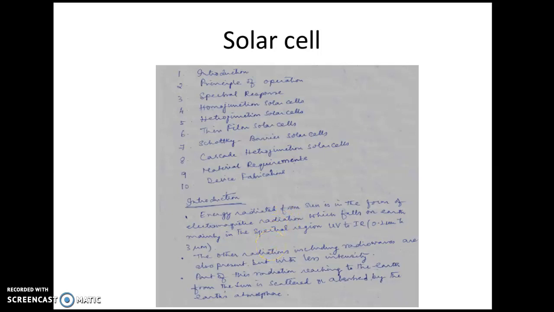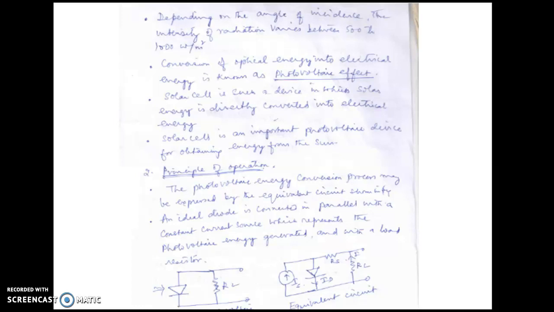As we all know, energy radiated from the sun is in the form of electromagnetic radiation which falls on Earth mainly in the spectral region UV to IR, that is 0.2 micrometers to 3 micrometers. The other radiations, including radio waves, are also present but with less intensity. Part of this radiation reaching the Earth from the Sun is scattered or absorbed by the Earth's atmosphere. Depending on the angle of incidence, the intensity of radiation varies between 500 to 1000 watts per meter square.